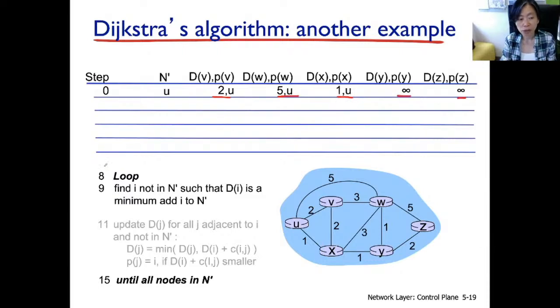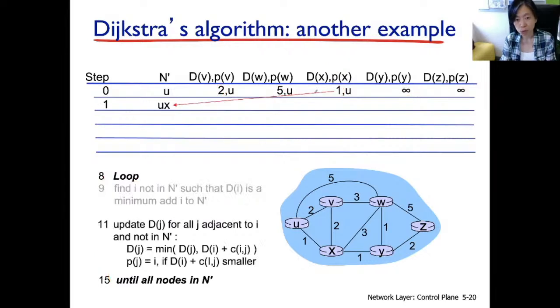Now we then enter the looping phase. In the looping phase, what we do first is to find a node that is not yet in N prime, but where Di is the minimum. So what Di do we have? We have 2, we have 5, we have 1, infinite, infinite. Which one is the minimum? Yeah, this one here. Therefore, we include x into the N prime.